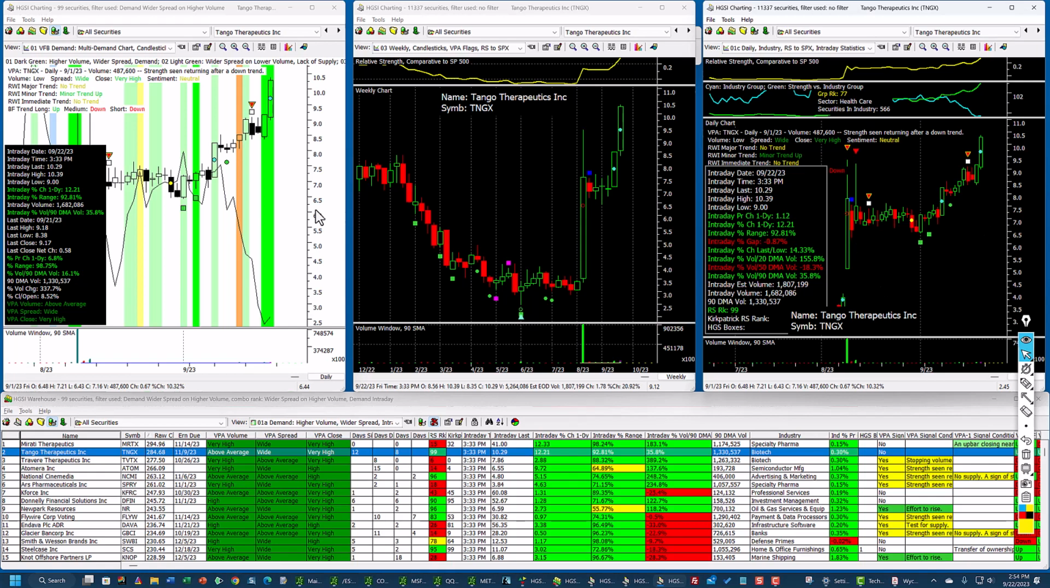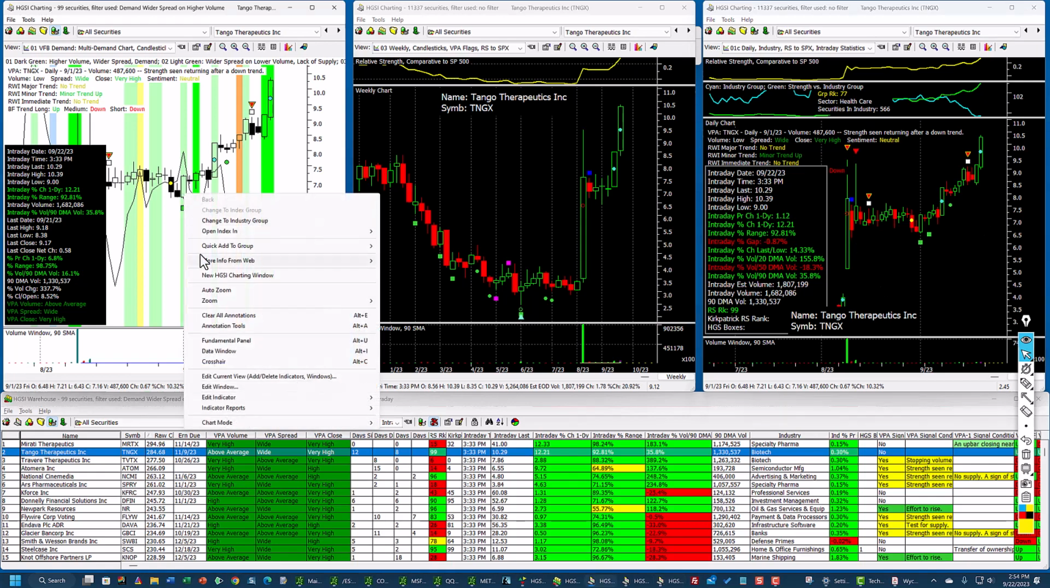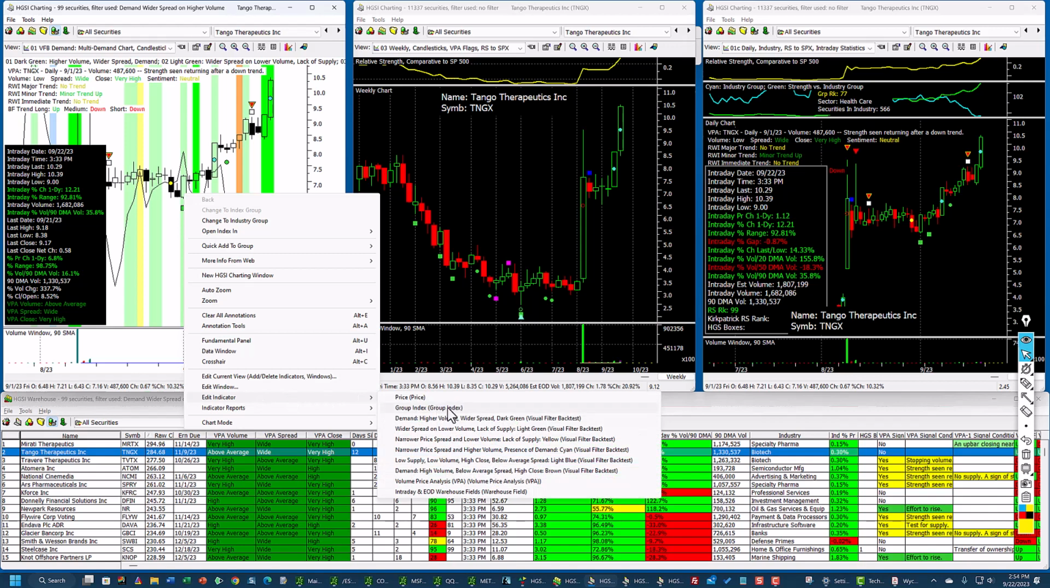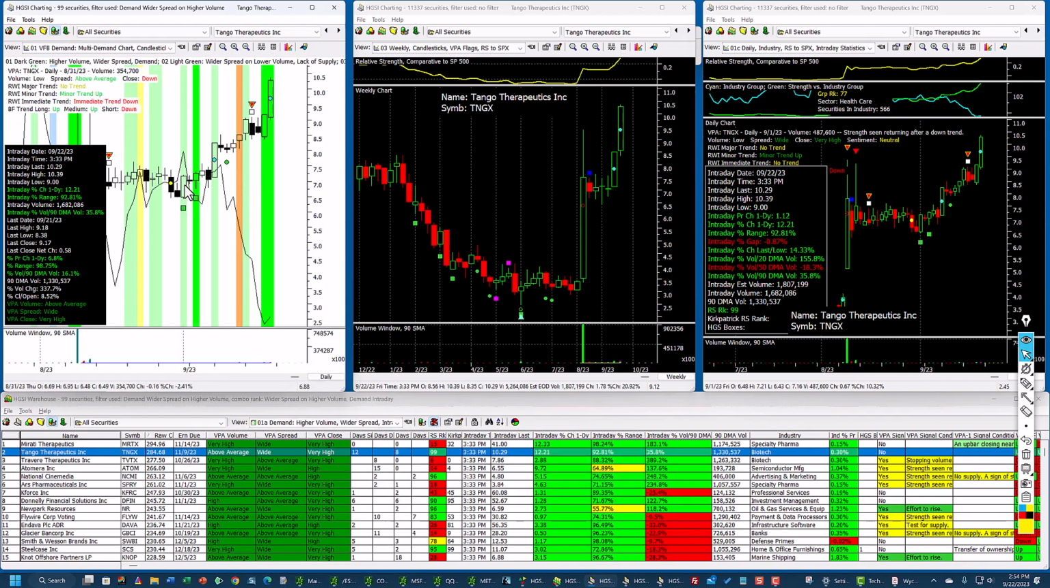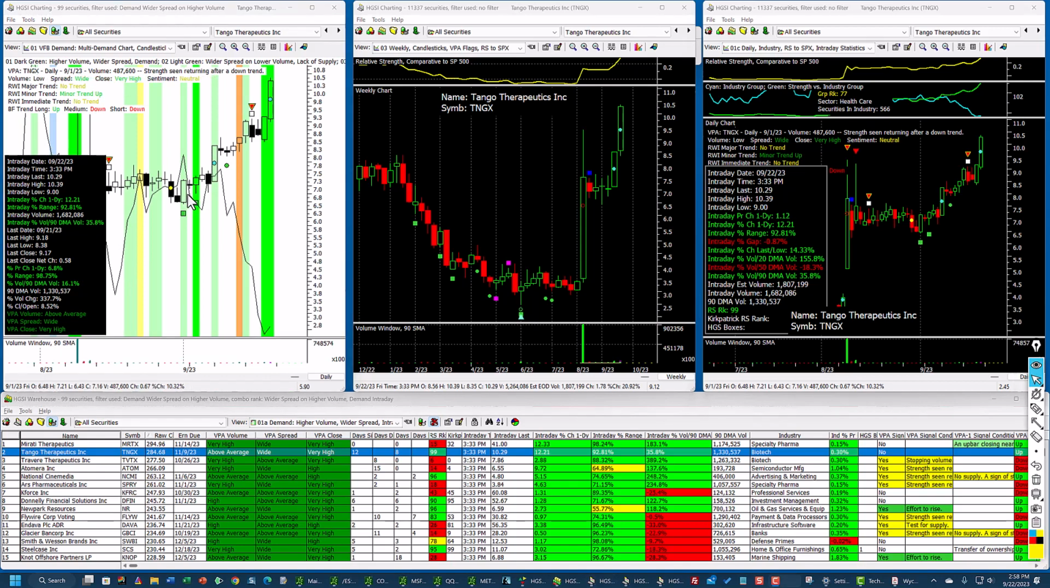On this day, right here, and if I go down and say edit the indicator, I'm looking for light green. Wider spread on lower volume, which means lack of supply. So there was lack of supply here. There was also a VPA flag, strength seen returning. The next day it turned into a dark green bar, closed near the high, and there is another VPA flag here. So right here, even though the group was going down, you could see there was accumulation in here, and it would have shown up in this scan, demand bar.